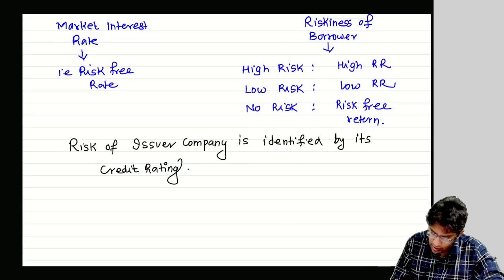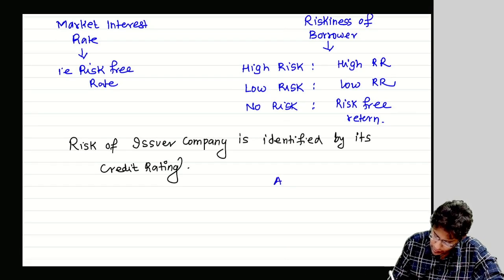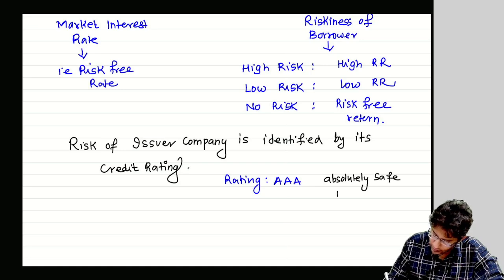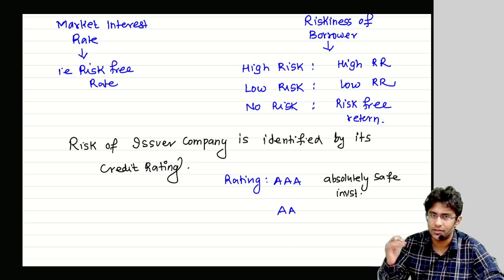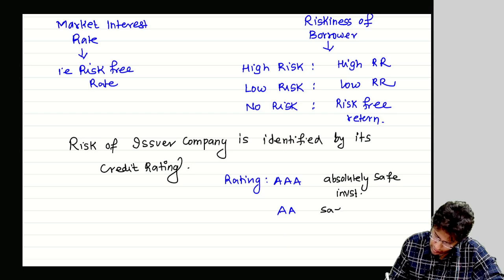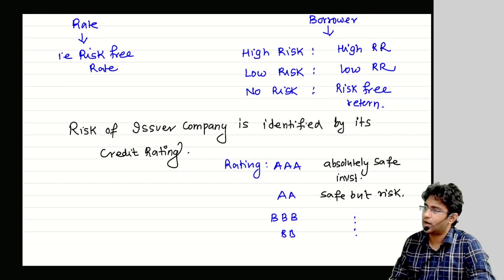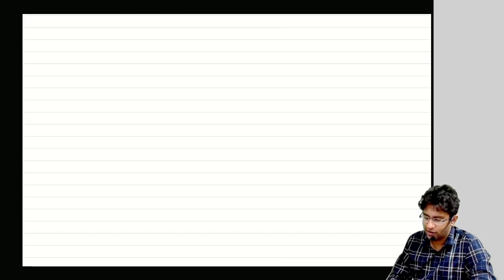Okay. So, for example, if you're getting a rating of AAA, what it means is an absolutely safe investment. AA is a little safe only, but there is some risk. Like that, single A, triple B, double B, it goes on. Sir, up to what level? Z is also there. Z means invest at your own risk.